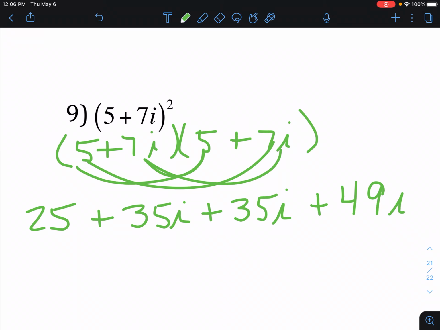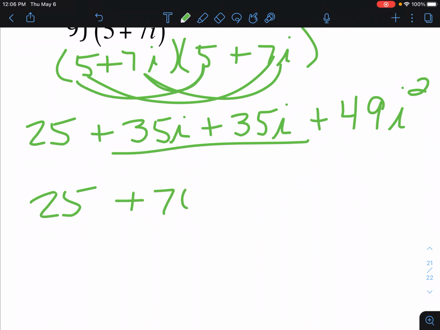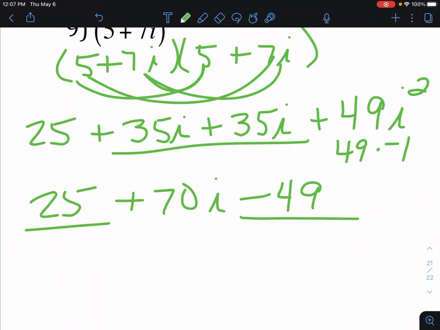I times I squared. These can combine to make plus 70i. We add them. This becomes 49 times negative 1, which is negative 49. Then you can combine like terms. 25 minus 49 is negative 24. Bring that down and done.